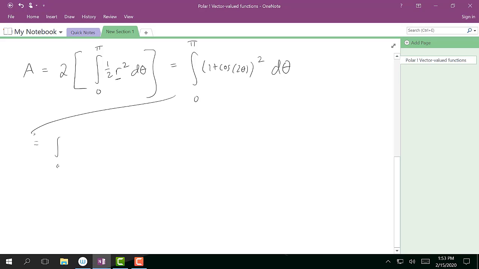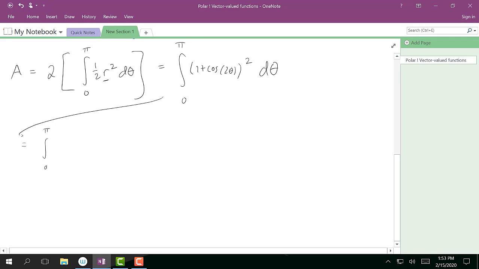So we're going to get the integral from 0 to pi of 1 plus 2 times cosine of 2 theta plus cosine squared of 2 theta. Most of the terms here we can integrate no problem, but this last one's going to be a little bit of a problem. So what we're going to do is use the power reducing trig identity.